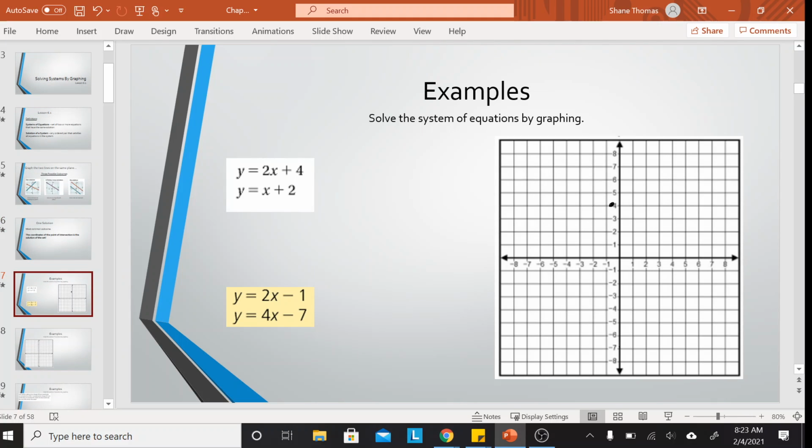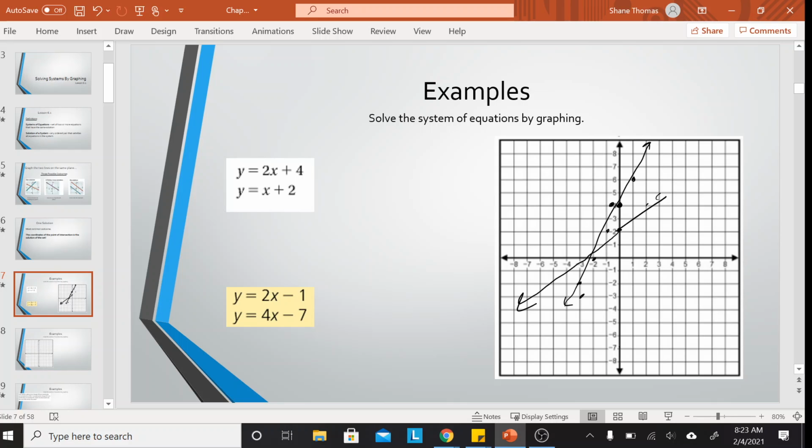So for instance, if we have this one, just graph the first one, 2x plus 4. I'm at plus 4. Slope is up 2 over 1. I'm just going to continue a little more. That'll be there. So it looks something like this. The second one is x plus 2. So here, 1 over 1.